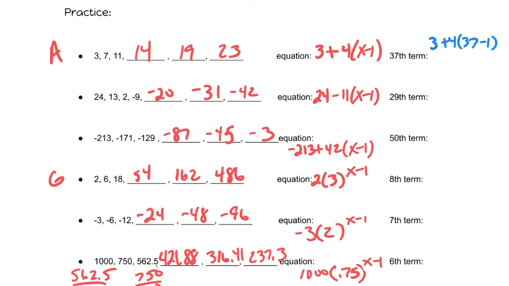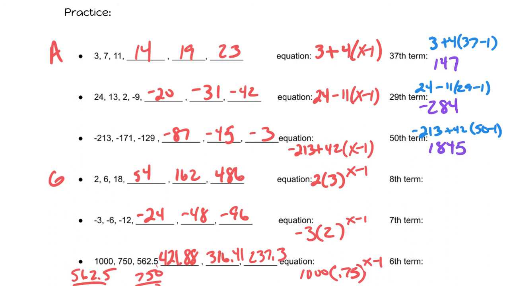And yes, if you want to put 36, that's fine. For the next one, you would put 24 minus 11 times 29 minus 1. And then for the last term there, I would put in negative 213 plus 42 times 50 minus 1. Go ahead and pause that and work those out. And for the first one, you should get the 37th term is 147. For the second one, the 29th term is negative 284. And for the third one, the 50th term is 1,845.